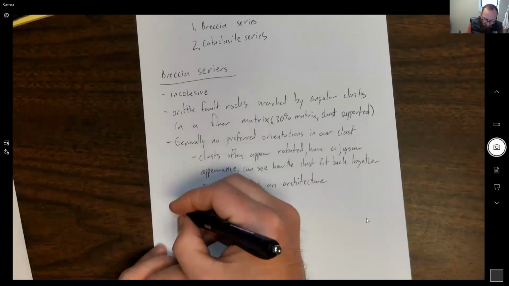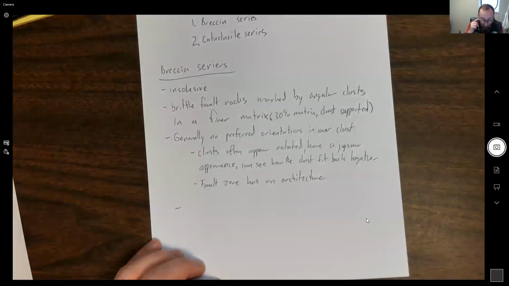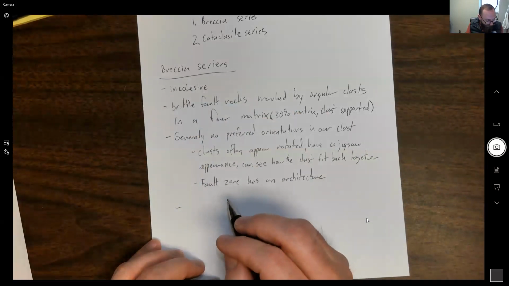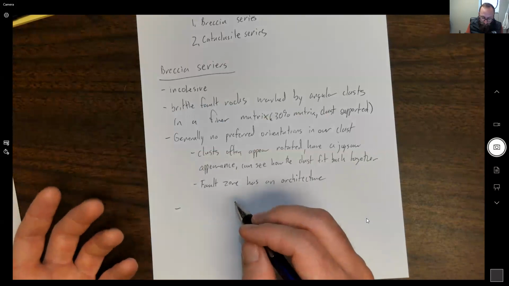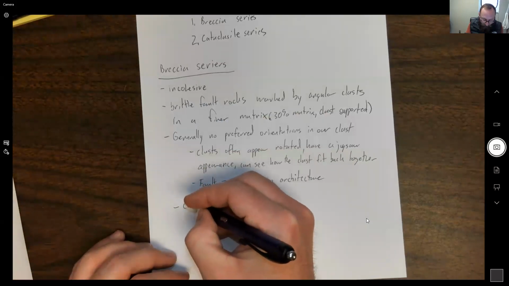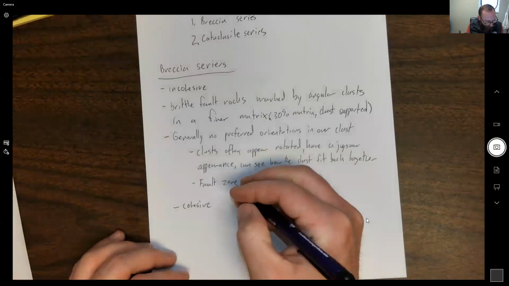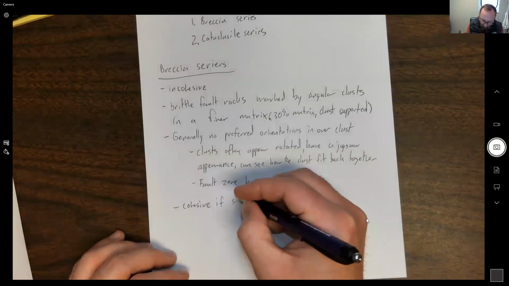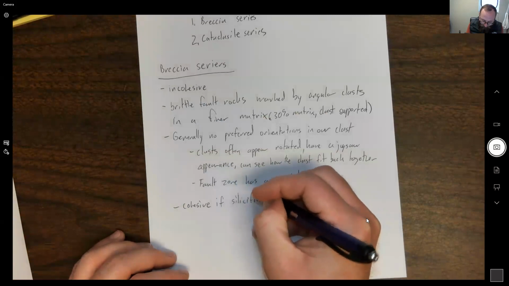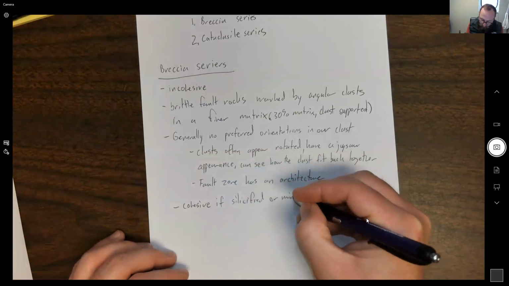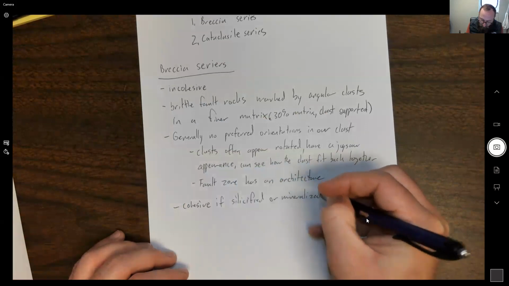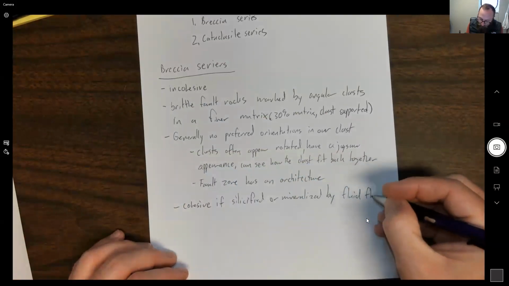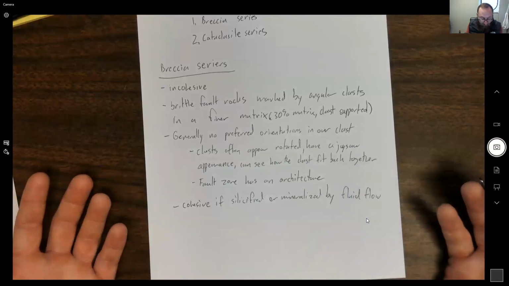Okay, so although I said these Breccia series rocks are incohesive, they can often have a little bit of cohesiveness if they've been silicified or mineralized by fluid flow through the pore space, basically.